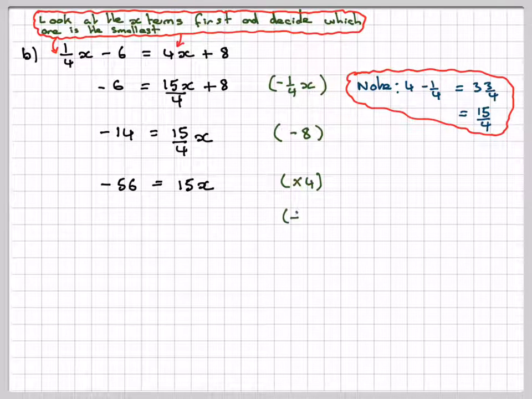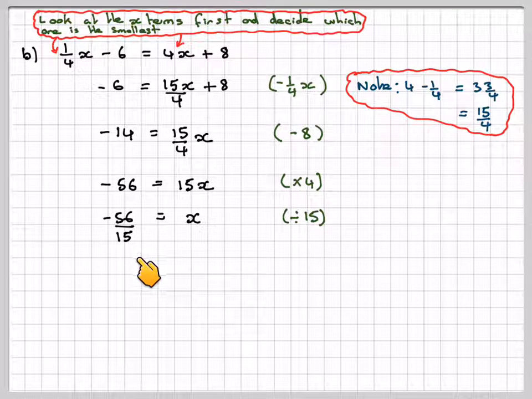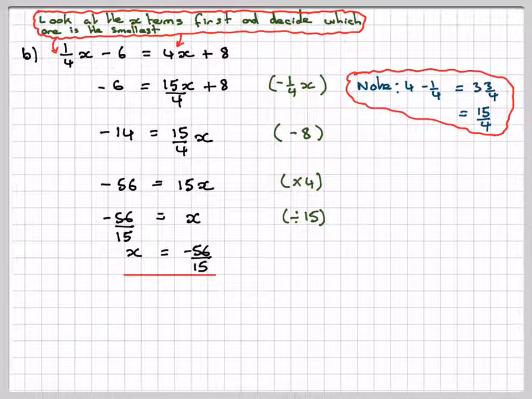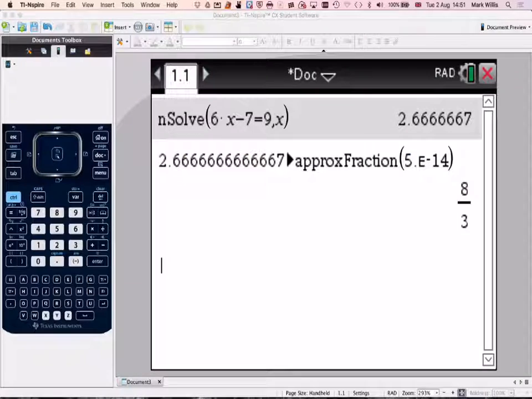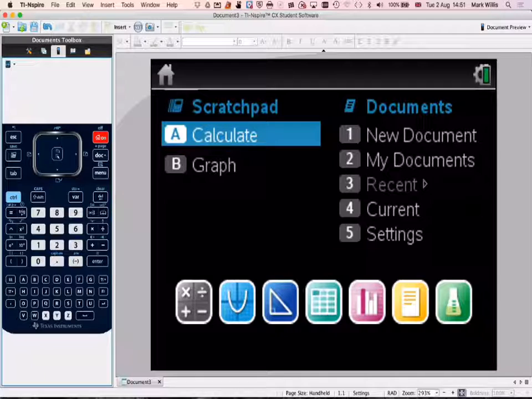Now dividing by 15, because 15 times x, we're going to get x is minus 56 over 15, which we could write that way around. It doesn't matter if it comes out that way, it might be a nice idea. X is minus 56 over 15. Notice all my equal signs are in a straight line, indicating balance. Now to check that on my GDC, so we're going to go to a home screen again, not to get confused.